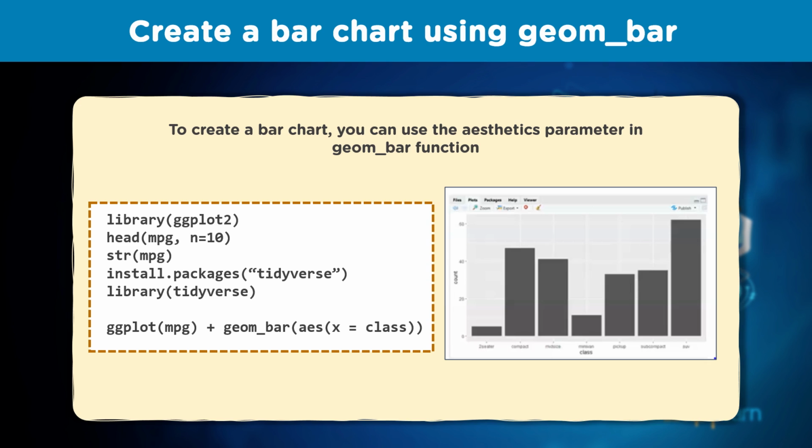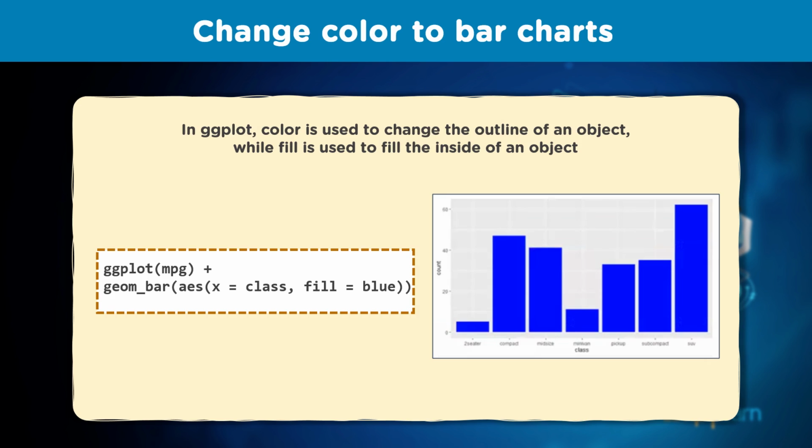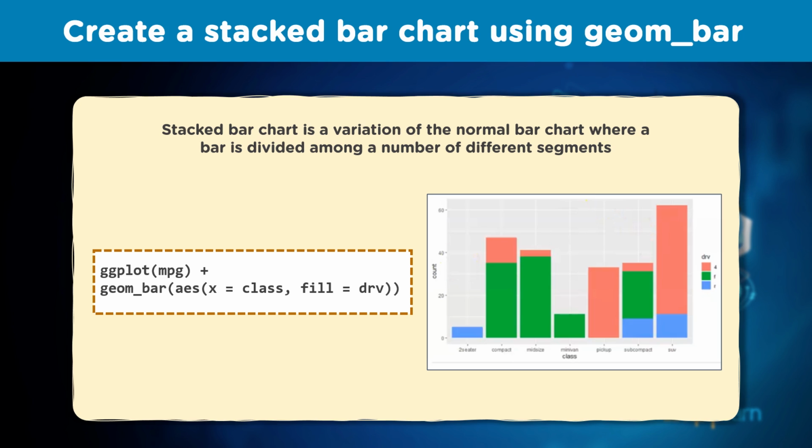Finally, we can create a bar chart using geom_bar, and we can also mention what would be in the x-axis. Now you can also give different colors to add more meaning to your data. You could also go for stacked bar charts. Here we are telling ggplot to map the data in the drive column to the fill aesthetic. So here I am giving the aesthetic x as class, saying what data we need to have, and then we are using geom_bar.